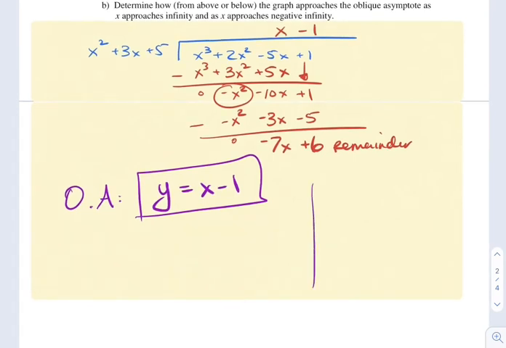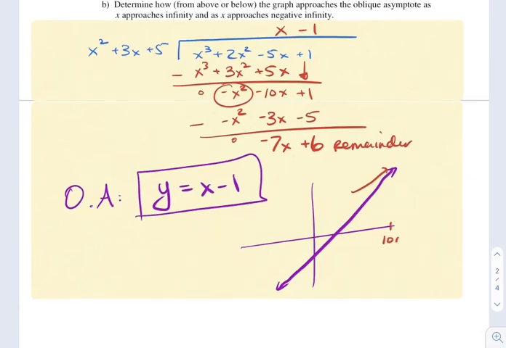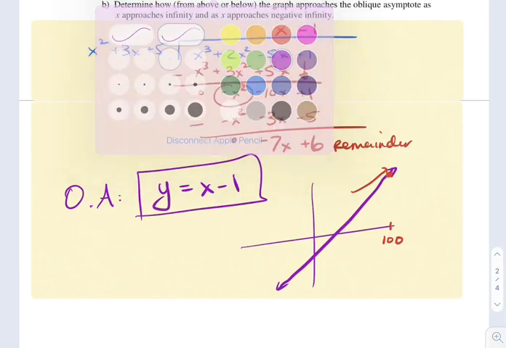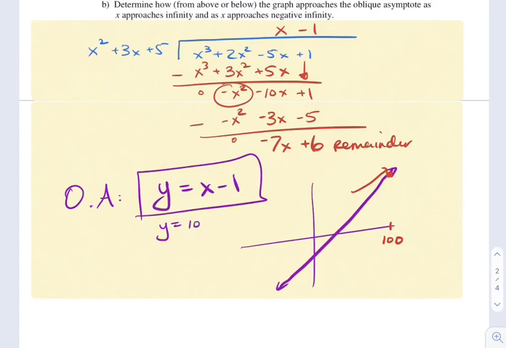So basically what it's saying is, here's our graph. Our oblique asymptote looks something like this. And it says, in the infinity part, is it coming from this side, or is it coming from this side? So what I can do is choose a big value, like maybe 100. What is the value of our oblique asymptote at 100? I'm going to put that into our equation. y is equal to 100 minus 1, which is 99.